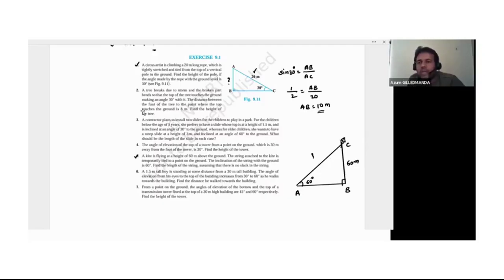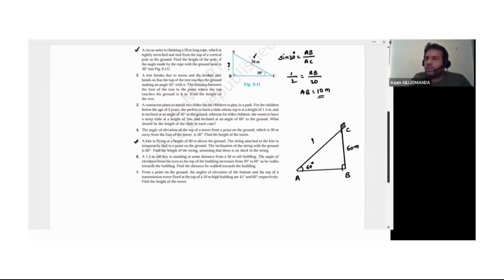So what we can do, we can again apply sine here. Which trigonometric ratio is a combination for opposite and hypotenuse? That is sine theta. So I'll apply sine 60 degrees. Sine 60 degrees equals what? BC is the opposite side by hypotenuse AC. What is sine 60? From the values, I know this is root 3 by 2, equal to BC, which is 60, by AC.